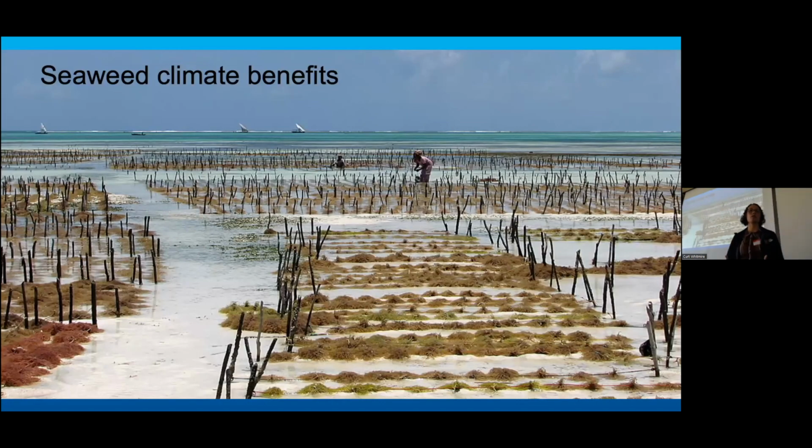So unlike coastal marshes, seaweeds don't have roots and they don't accumulate soil, and they often live on rocky reefs or they're grown on lines that float in the water. And they offer climate benefits in a slightly different way.